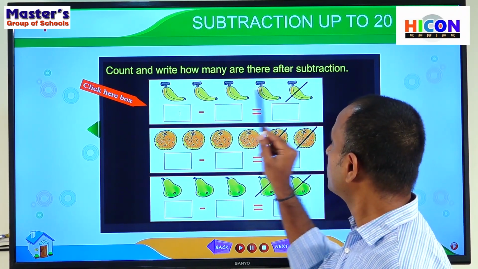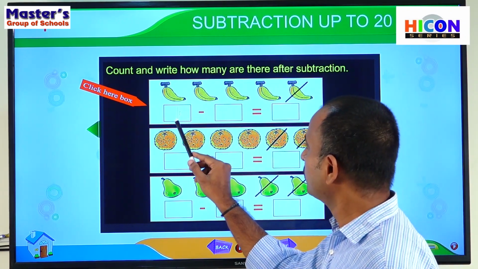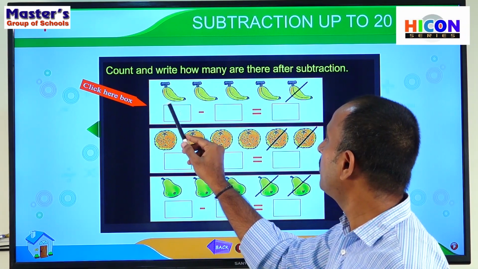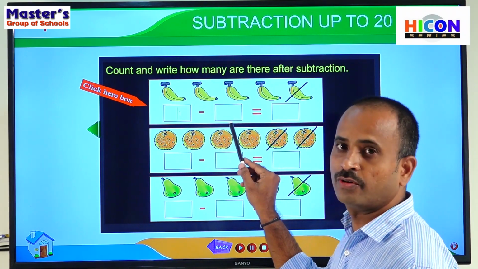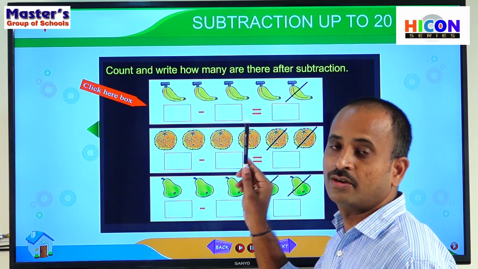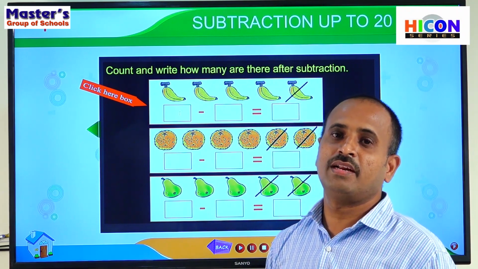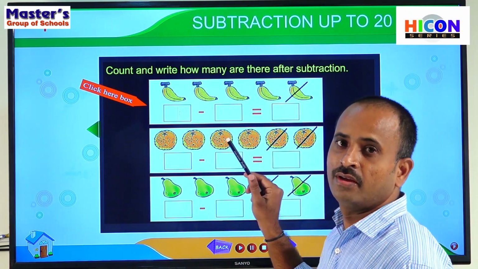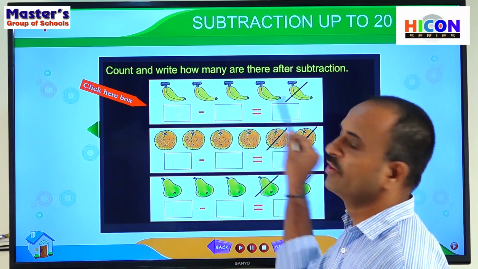So children, we have to write 2 numbers here. The first number represents the total number of objects given. And in the second box, we have to write the second number. The second number represents how many objects are taken away. That means how many objects are struck off among the given objects.